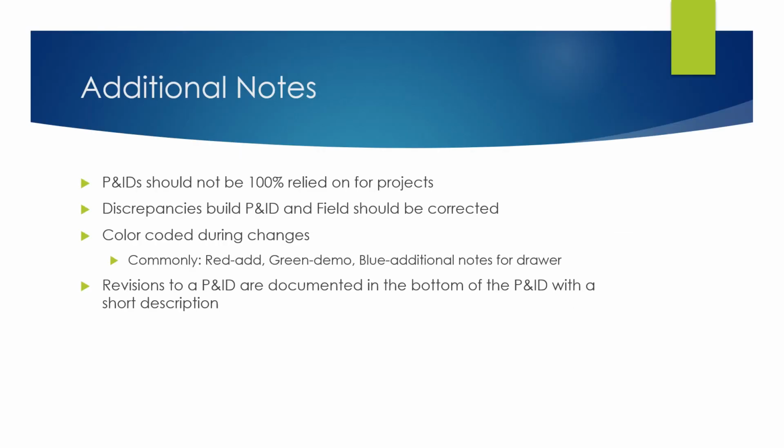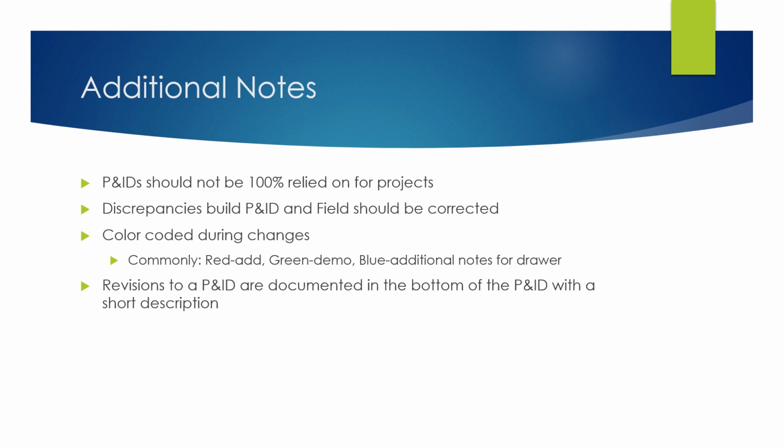Okay, so some brief last additional notes. P&IDs should not be 100% relied on for a project. Although we try to keep our P&IDs up to date as much as possible, there's always the possibility of discrepancies between that and what's in the field. So you always want to go into the field and review the different pieces of equipment out there with your own eyes and the different connections before you make any major changes or move forward too in-depth with any projects. If you find any discrepancies, you should do your best to correct them, make the changes on the P&ID, and send them to the drawer.